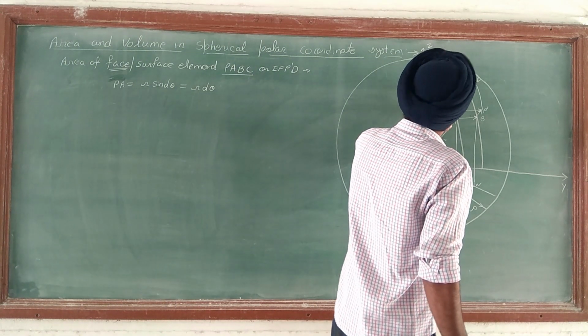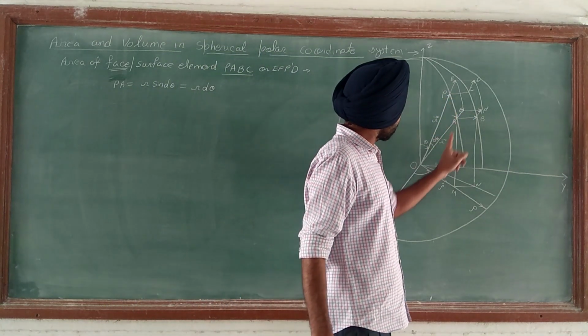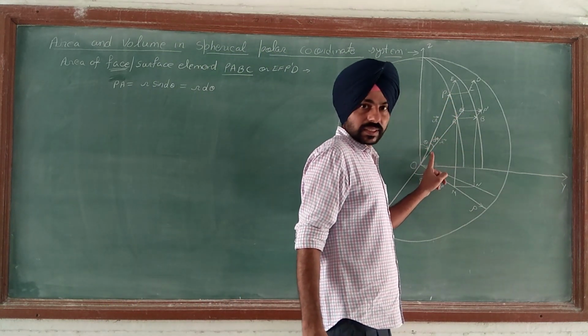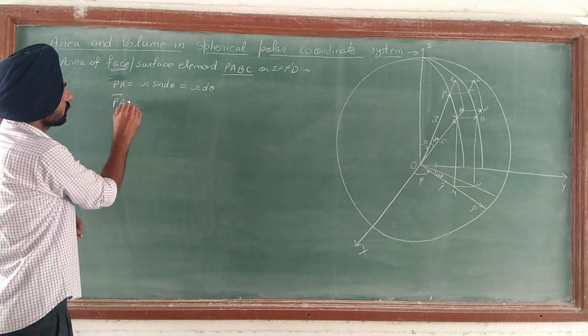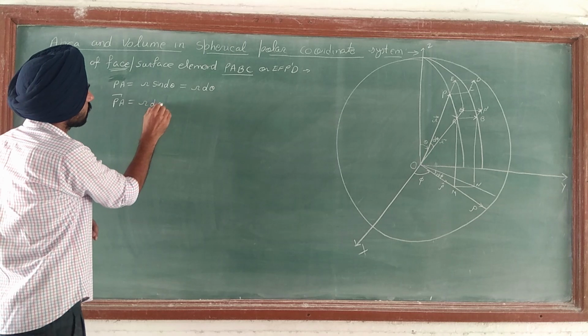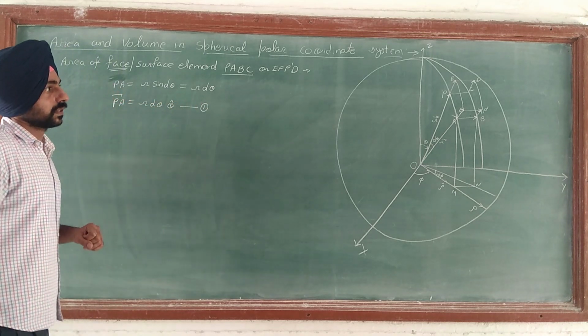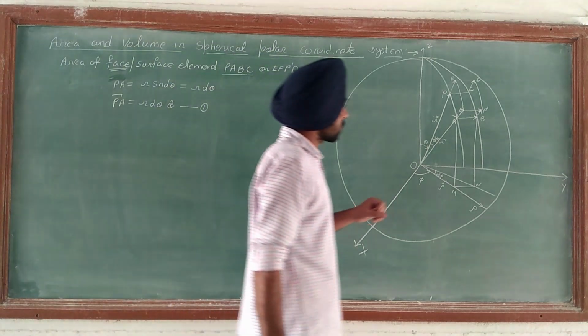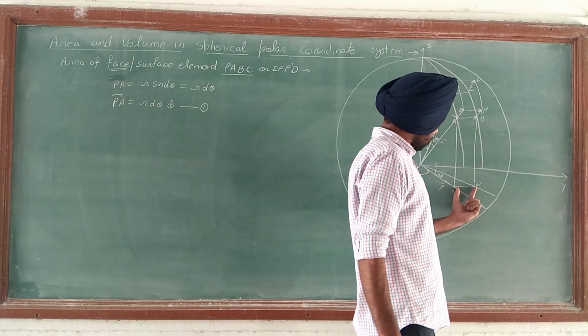Now, the direction of this PA is in the increasing direction of angle θ. So vector PA is R dθ θ cap. That will be equation number 1. Now we have to find this AB or PC, which is equal to this MN.